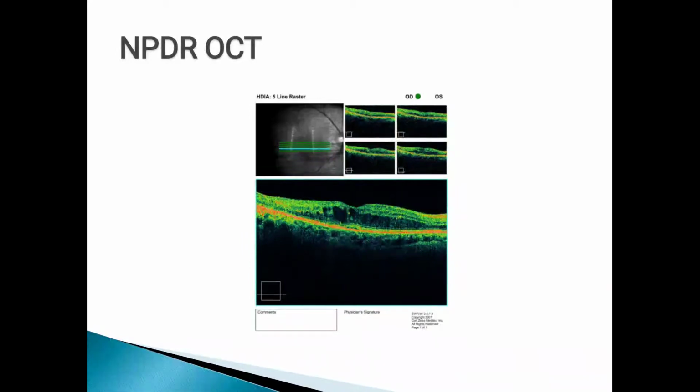There is one more test that is called optical coherence tomography, or OCT. Basically OCT tells us about the anatomy of the retina. So in the macula you can see that there is hemorrhage, there is swelling in the macula, so there is macular edema.